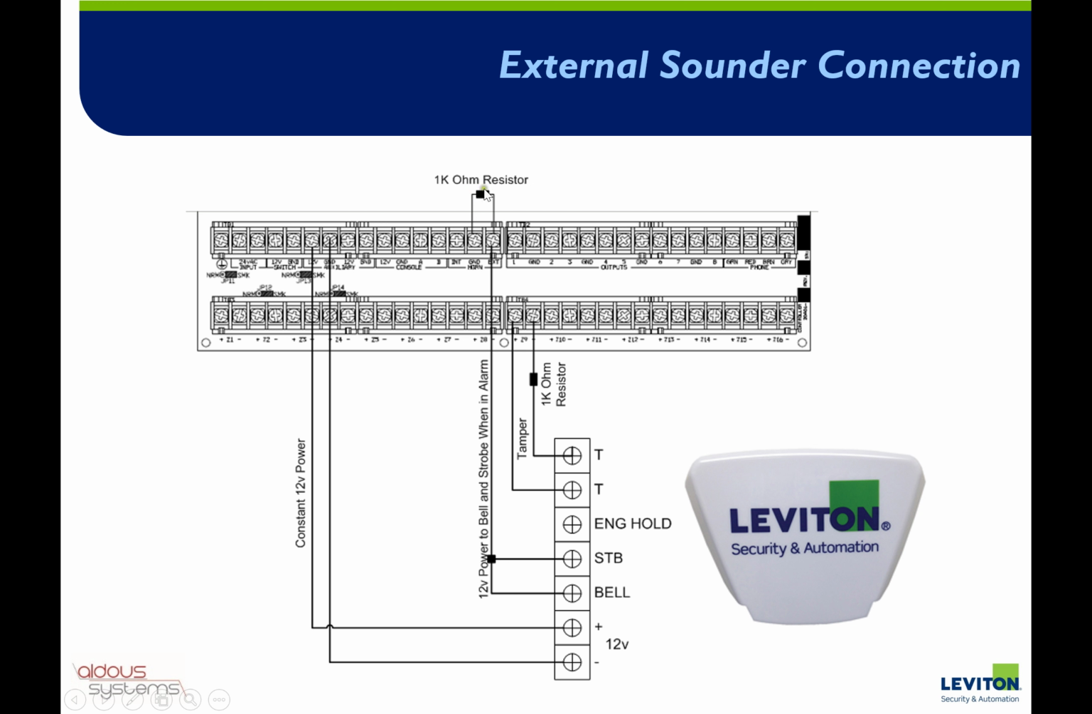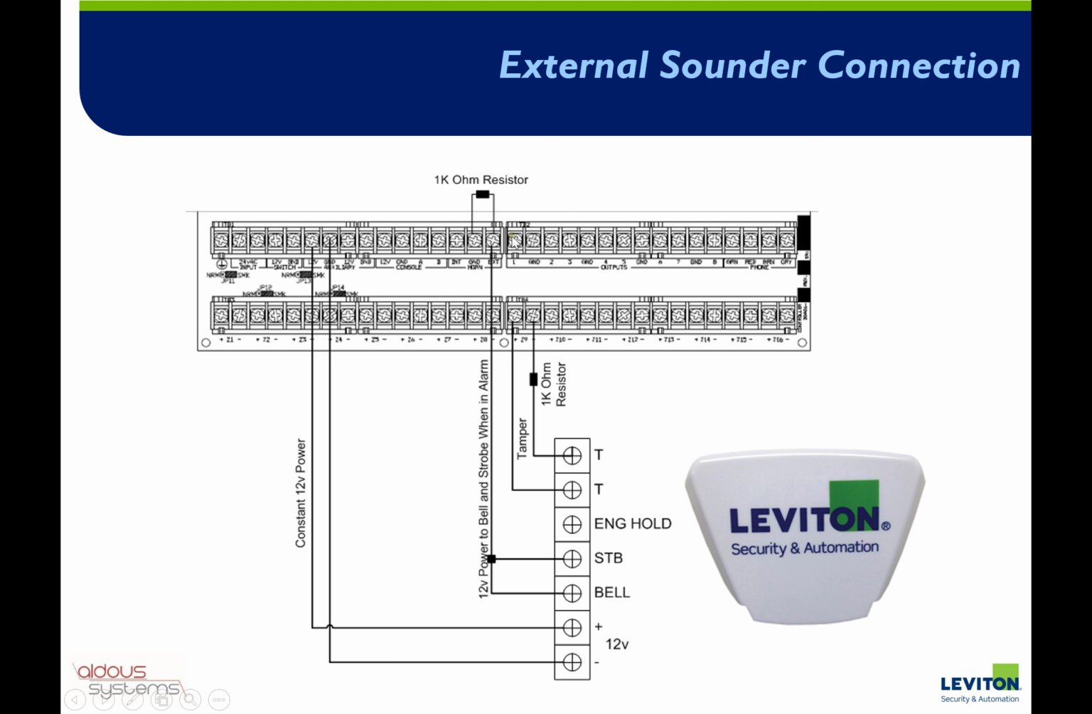You do need this 1k ohm resistor up here as well. So I said it's 12 volt applied when it's an alarm, but there's also about 8 volts on there permanently, sending a current through here to supervise to make sure it's still there. And on some of the newer models of sounders, that's enough to actually set the alarm off, because they're getting more and more efficient nowadays.